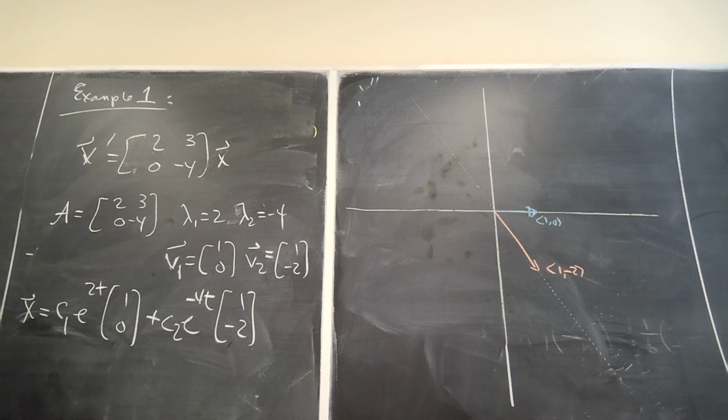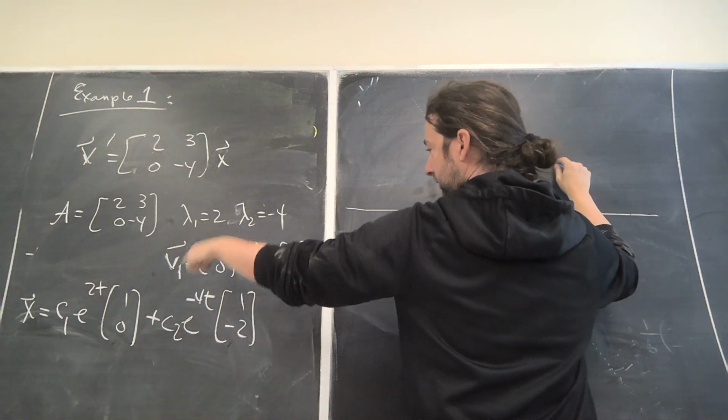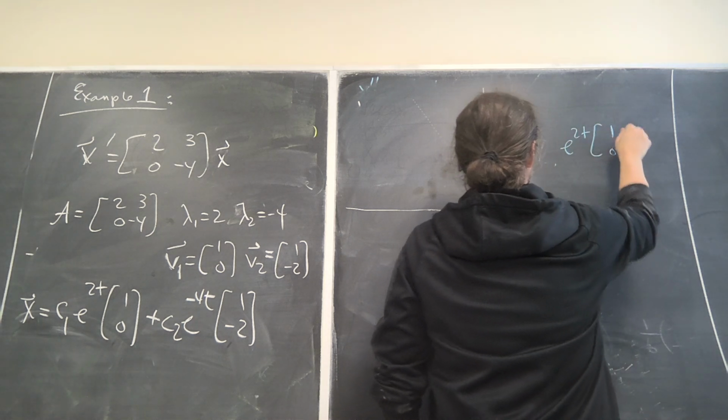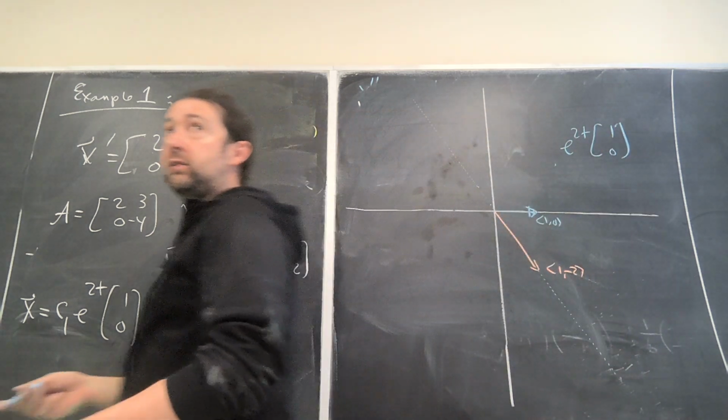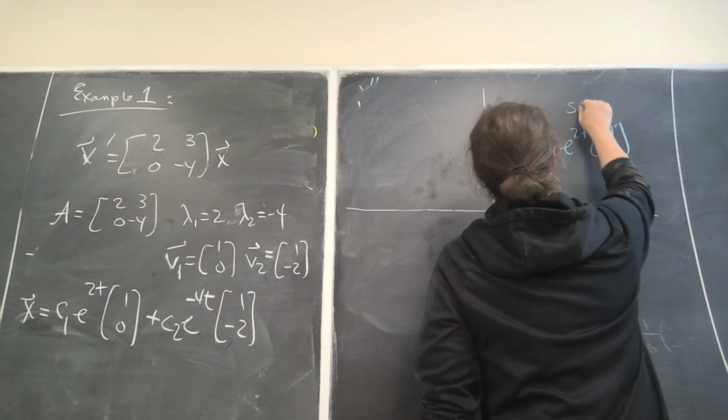Suppose you're a point, and we're just going to look at a solution of the form e to the 2t times the vector 1, 0. That's all I'm going to look at. It's e to the 2t times the vector 1, 0. So when t was equal to 0, think about this as solution 1.